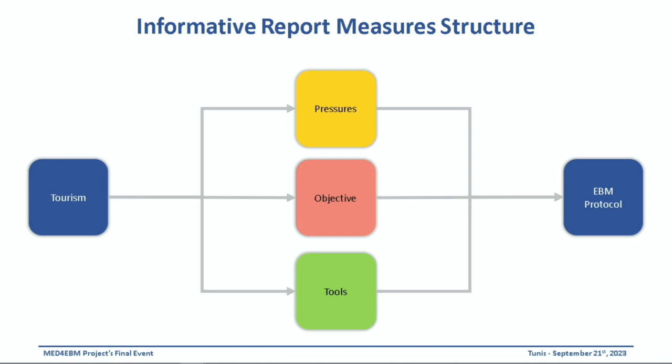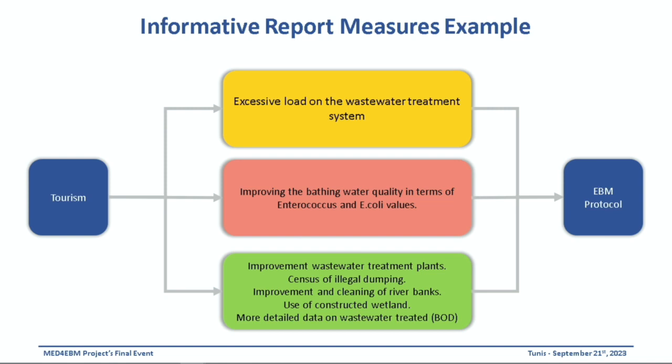So we have pressures, we have goals, and we set the tools to solve the pressures. This is just a little example of what we did. For tourism, one of the pressures that we identified is excessive load on the wastewater treatment system, which caused problems, of course, for the quality of the water. As a goal, we want to improve the bathing water quality in terms of Enterococcus and E. coli values. We also set a list of interventions to do so. Among them, we can quote, for example, the improvement of wastewater treatment plants. We want to make a census of the illegal dumpings. We want to clean the river banks.